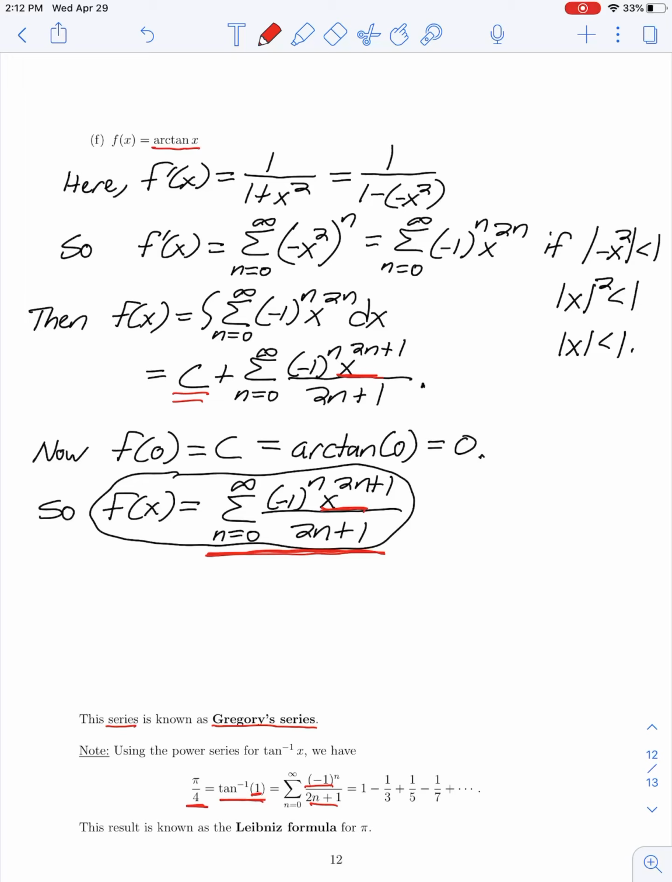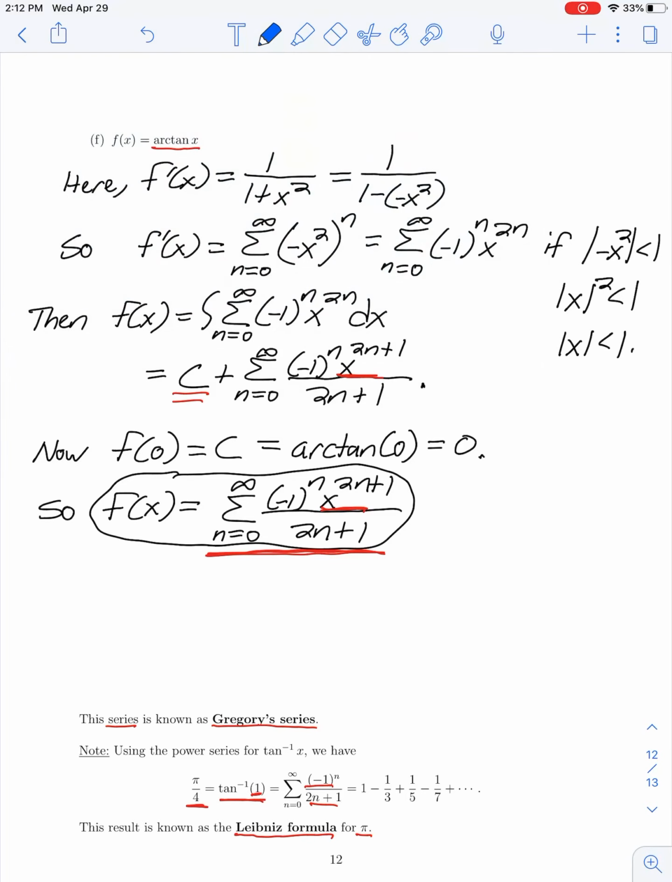So if I were to multiply that sum by 4, we get an expression for pi, which is known sometimes as the Leibniz formula for pi. So we see in this example, this gives another application of why we might care about power series. It will allow us to possibly find the sum of other types of series.